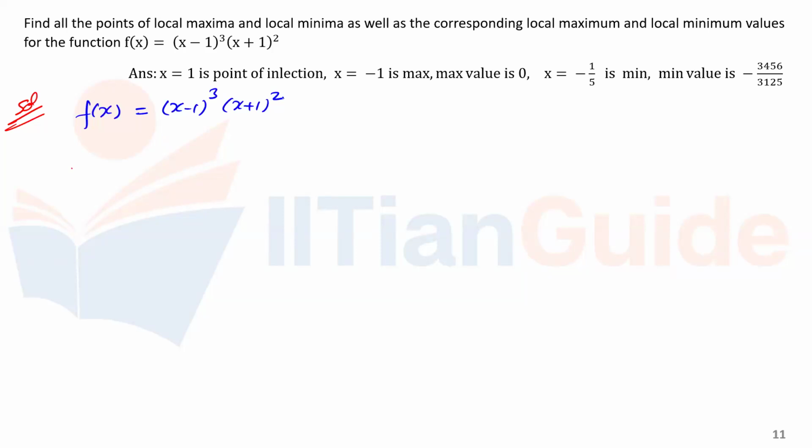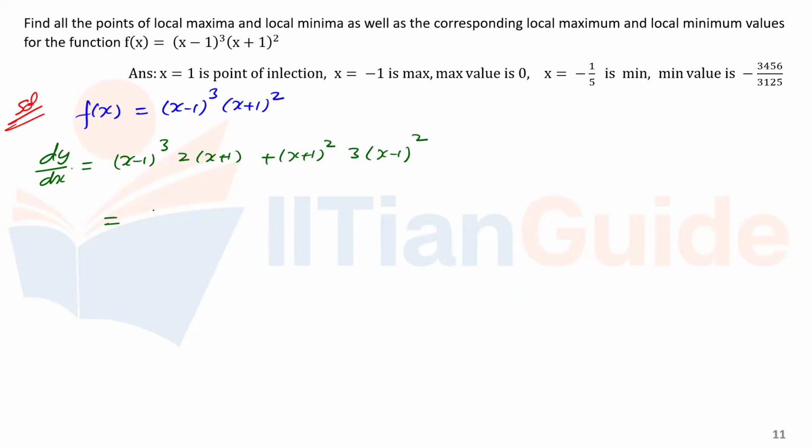But one thing is common, that we need to calculate dy by dx, and I will have to make it 0. That I am proceeding. I am calculating dy by dx, writing dy by dx or f dash x. I am applying the u into v formula. I am getting (x minus 1) whole cube, and if I differentiate the other part, I am getting 2 times (x plus 1). After that, I have (x plus 1) whole square and (x minus 1) whole cube, which if I differentiate, gives 3 times (x minus 1) whole square. That's all.